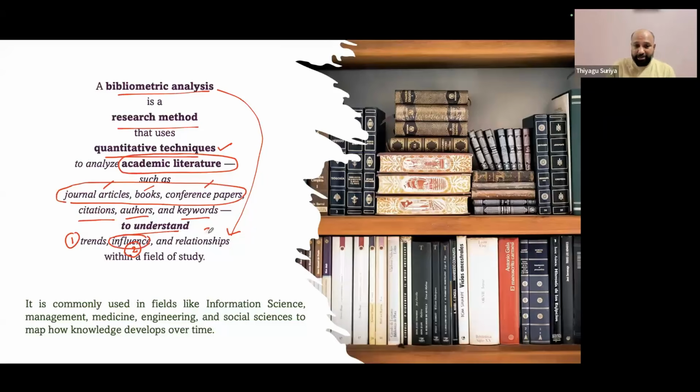And the third one is the relationships within the field. For example, if you want to check the country and author-wise connections, or how co-citation or bibliographic coupling work, these are things through which we can find the relationships within the research field. So if you are taking one research area, we can do this. Hope you are able to understand the meaning of bibliometric analysis.